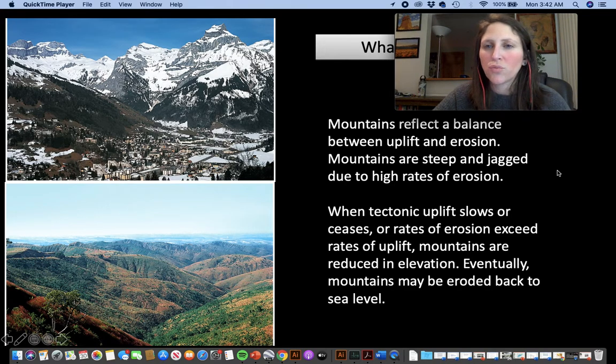So wind, water, rain, glaciers, they like to break down rocks, right? Gravity also likes to break down rocks. You build up mountains really high, gravity is going to want to pull them back down to the center of the earth. So mountains reflect a balance between uplift and erosion. The taller the mountains get, the more they erode, because what comes up must come down. So when tectonic uplift, our mountain building event, slows, the mountains are reduced in elevation, and they are eventually eroded back to sea level.